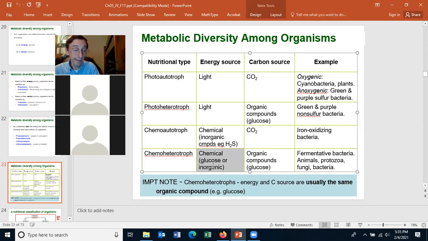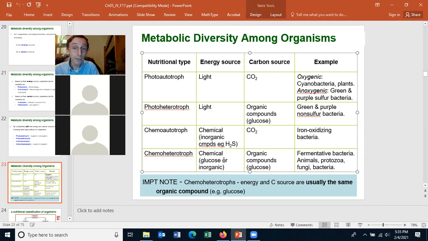Like a chemosynthetic bacteria can get their energy needs from a sulfur compound like sulfate, or a nitrogenous compound like nitrate, or iron. It just changes the electronic configuration of iron so that there's fewer electrons.